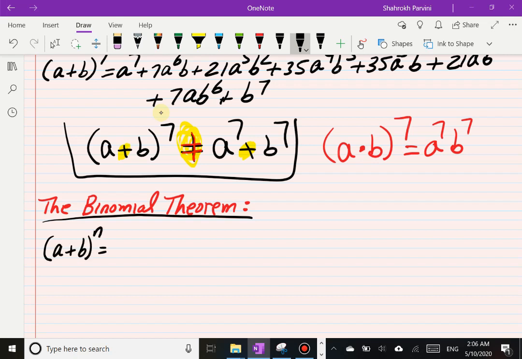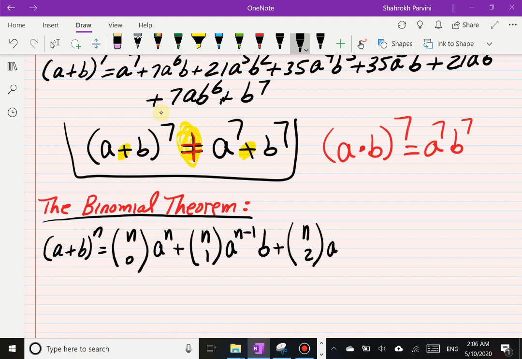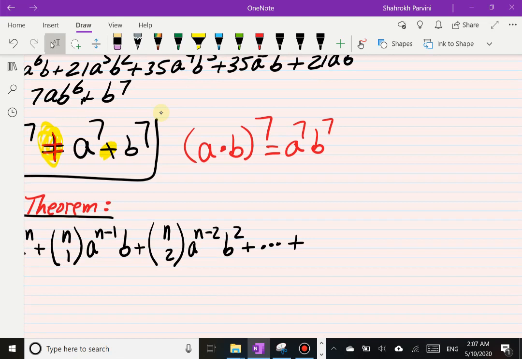Okay, now check this out. This is so cool. The coefficients are n choose 0, and then we have a to the n, plus the next coefficient is n choose 1, a to the n minus 1 b. The next one is n choose 2, a to the n minus 2 b squared, and so on and so forth. Now, I don't expect you to memorize this theorem, right?